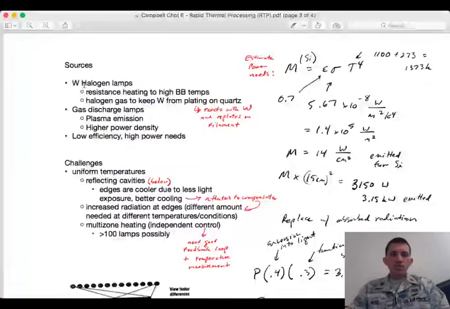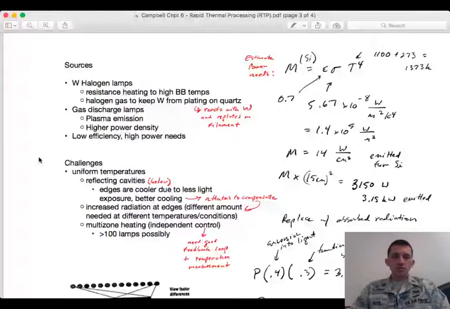We can use tungsten halogen lamps, where we have a tungsten filament that is resistance heated. We drive a current through that filament, and the resistance leads to Joule heating. I heat that resistively to a high enough temperature and it starts to emit like a black body. The halogen gas inside the glass envelope is not there to contribute to the light emission, but to keep the tungsten from plating on the quartz envelope of the lamp.